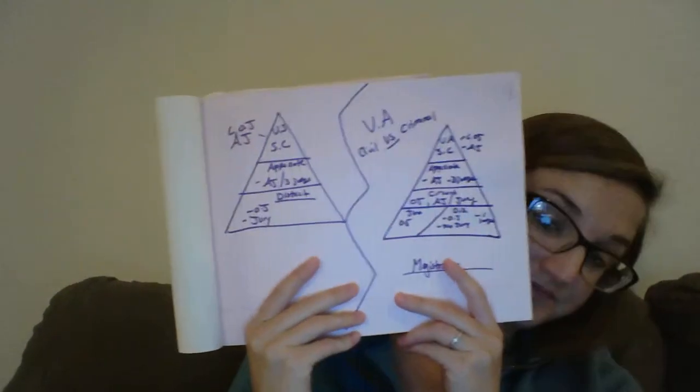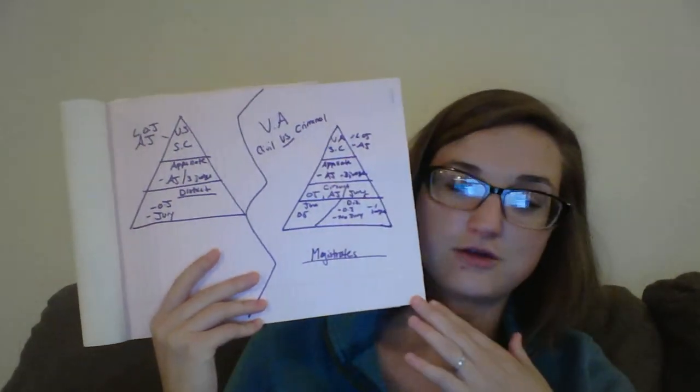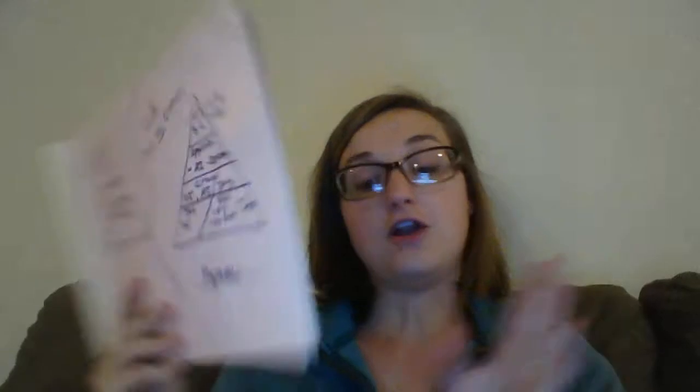Right now, I'm looking at the triangles. If you want to pull yours out to follow along so you don't get confused with what I'm talking about. And also, if you want to pull up the PowerPoint in Canvas, if you go under modules, look for Judicial Branch and click on 10A. That will take you to the PowerPoint I'm using.